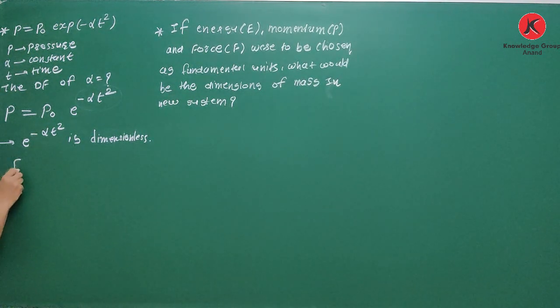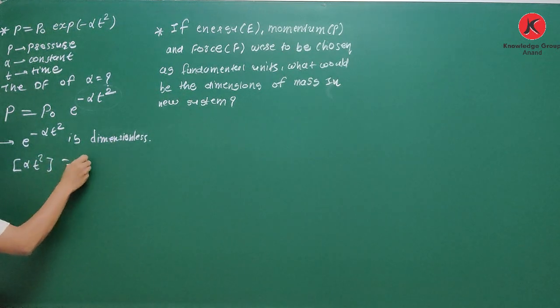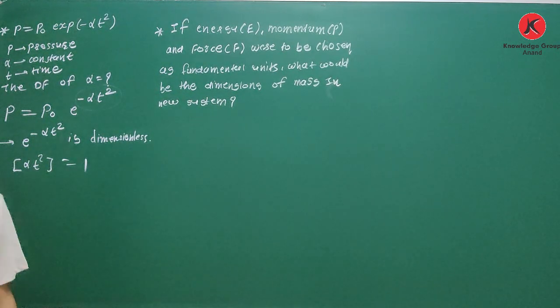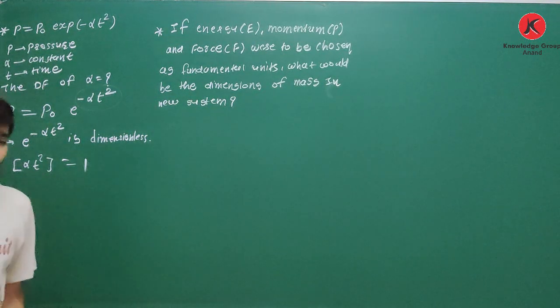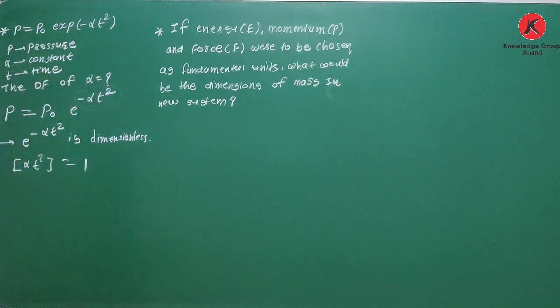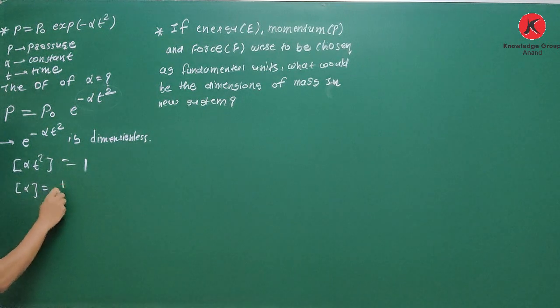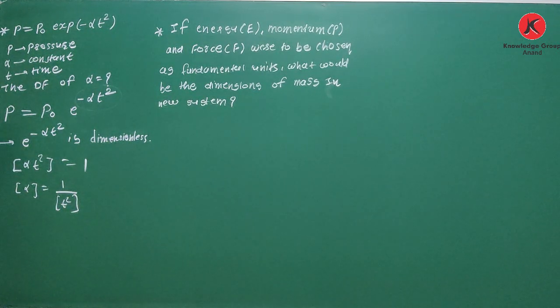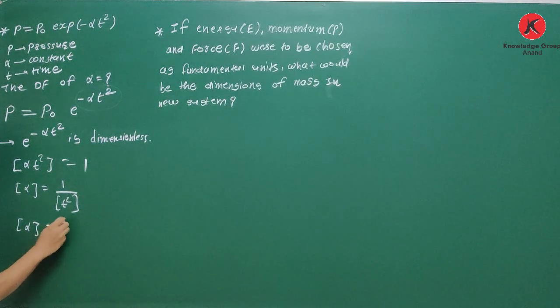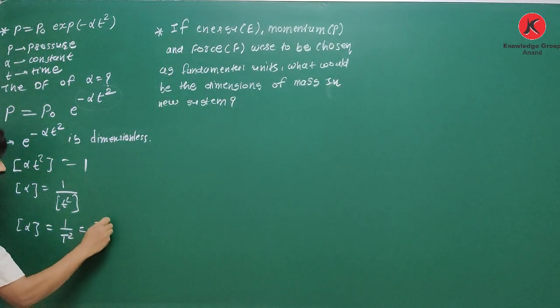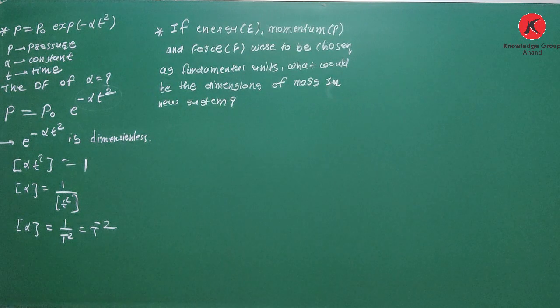So the dimensions of alpha t square are equal to 1. The negative sign we do not have to consider while dealing with dimensional formulas. So alpha t square is equal to 1, so the dimensional formula of alpha is equal to 1 upon the dimensional formula of t square. So the dimensional formula of alpha is 1 upon T2, which is T minus 2. Easy one, simple one. That is how to find the dimensional formula of alpha. Clear about this? It is one easy example.